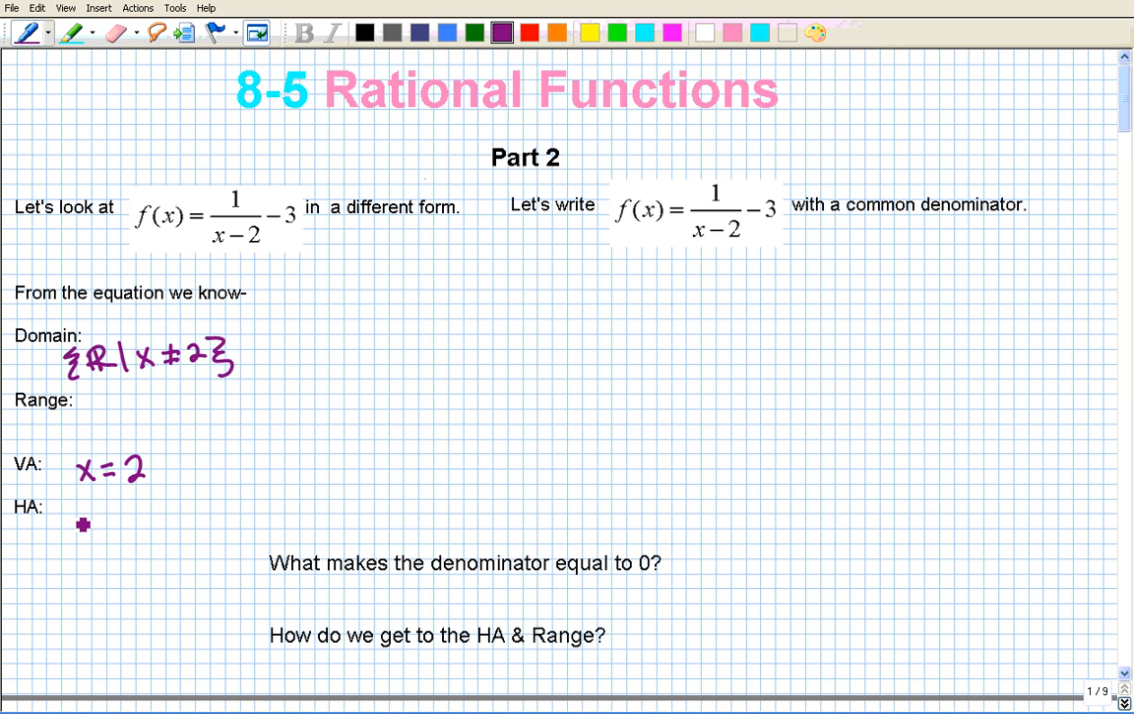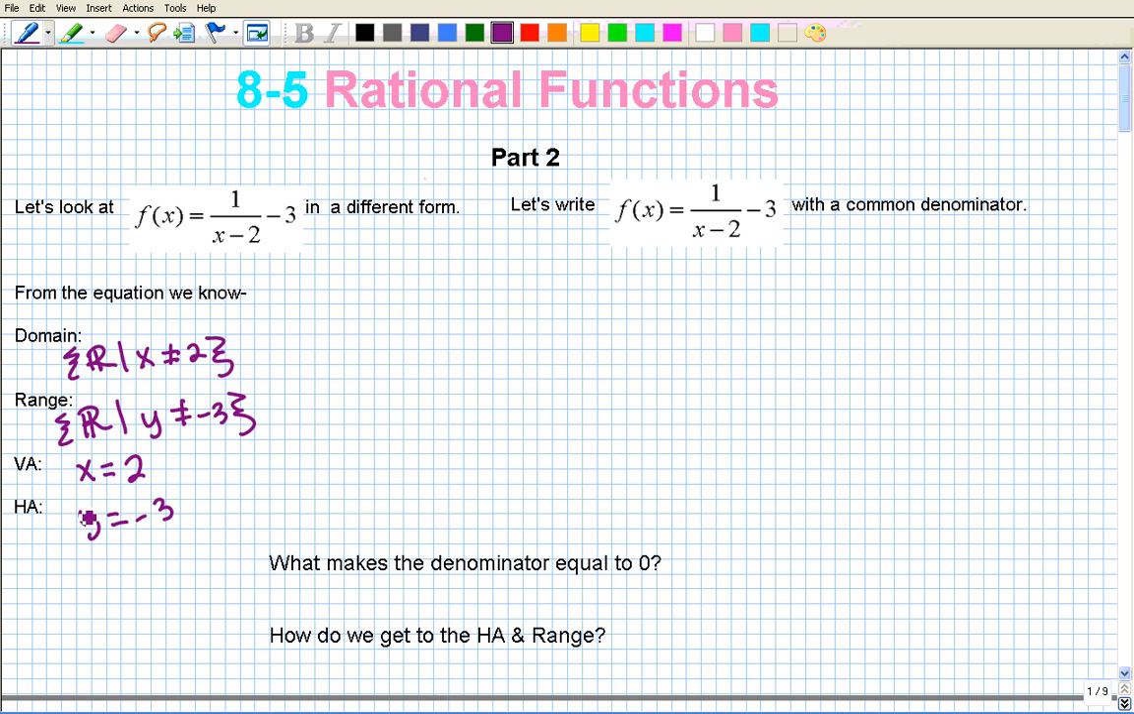Okay, and then for the horizontal asymptote, that's for the y values, and we've moved down 3, so that horizontal asymptote is at y equals negative 3. And the range will be the set of all real numbers where y is not equal to negative 3.